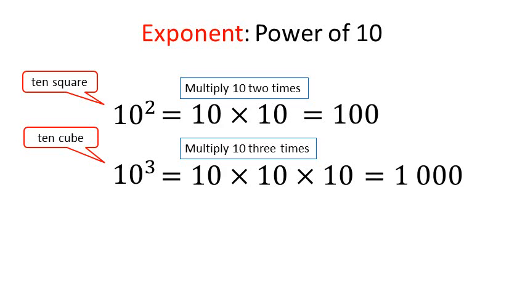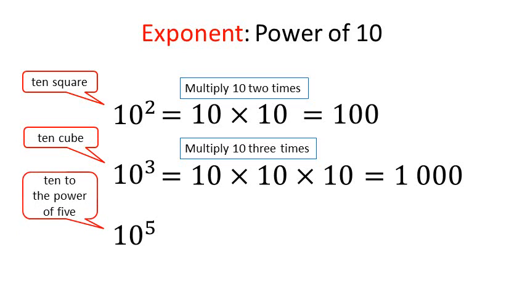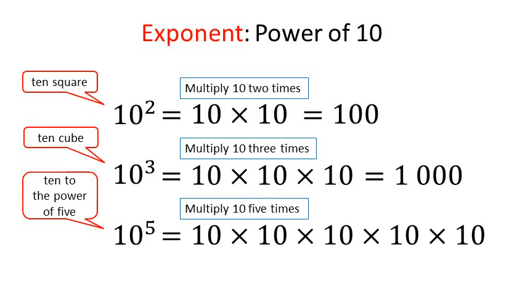Next example, 10 and a small 5. We call it 10 to the power of 5. This means multiply 10 5 times. So it is equal to 10 times 10 times 10 times 10 times 10, which is 100,000.